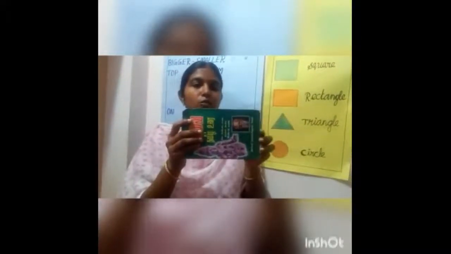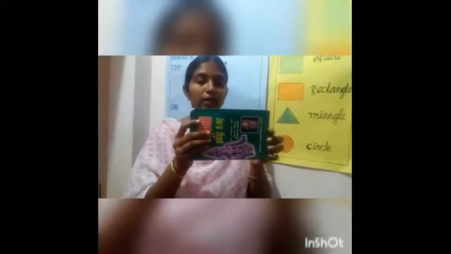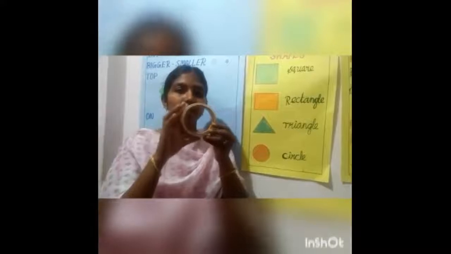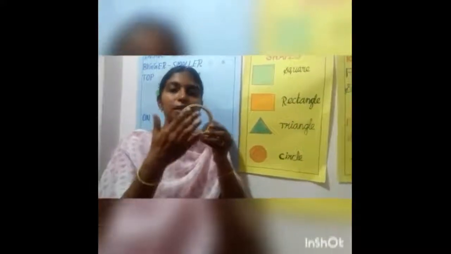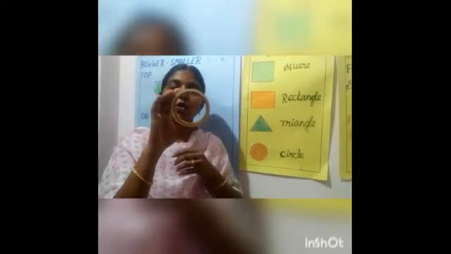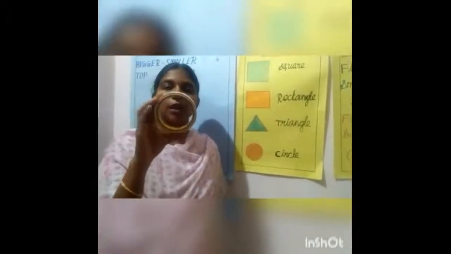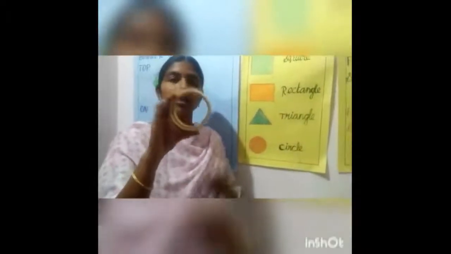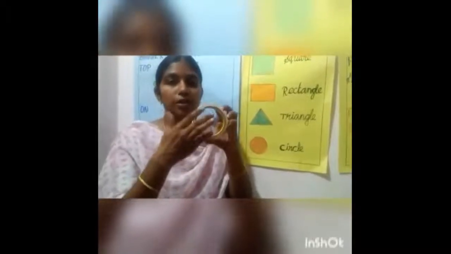See this book. This book looks like a rectangle. See, opposite sides are equal. This book looks like a rectangle. See, what is this? Is this circle or triangle? Yes, this is circle. The circle has no sides. Okay, what is this? This is circle. The circle has no sides.